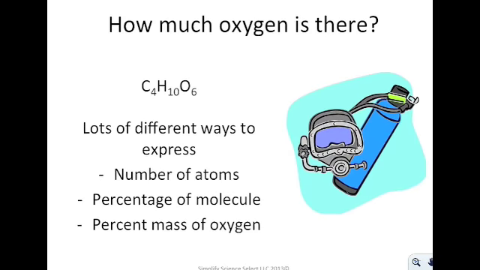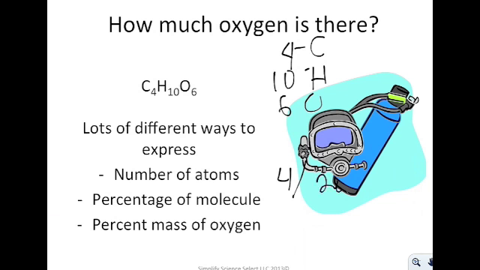So, if you have a compound such as C4H10O6, there are lots of ways that you can express the amount of each atom present. The first thing is you can represent the number of atoms. For example, you can say there are 4 carbons, 10 hydrogens, and 6 oxygens. You can also say that carbon represents 4 out of 20 of the molecule, hydrogen represents 10 out of 20 of the molecule, and oxygen equals 6 out of 20 of the molecule.